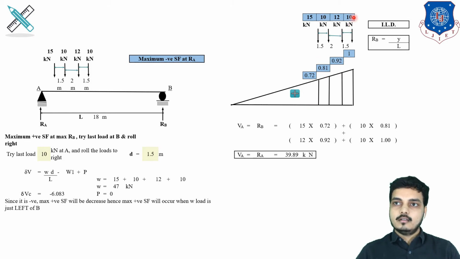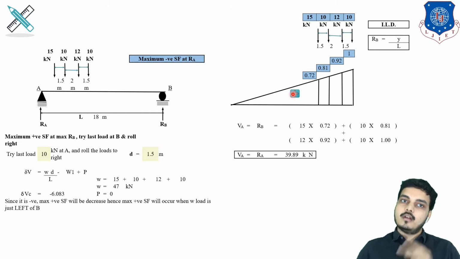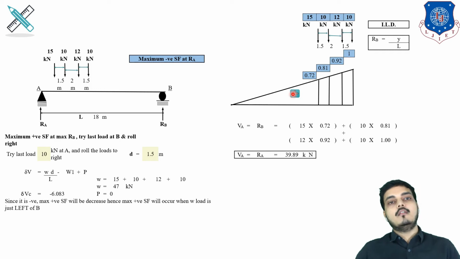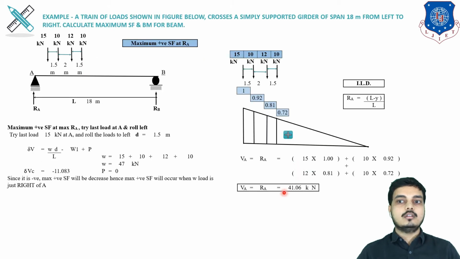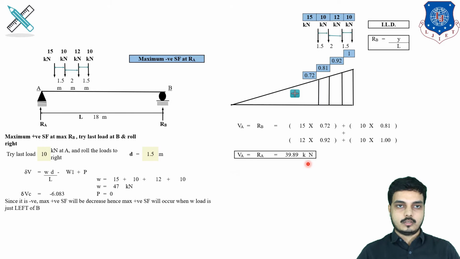After finding that, we will find the maximum shear force again, because RA is positive and RB is also positive. So we will get two positive shear force values, and from those the maximum value will be our maximum shear force. Here our maximum shear force is coming 39.89. For RA it was 41.06. So we can easily see that this is our maximum shear force and not this one. But in the exam we have to find both values.